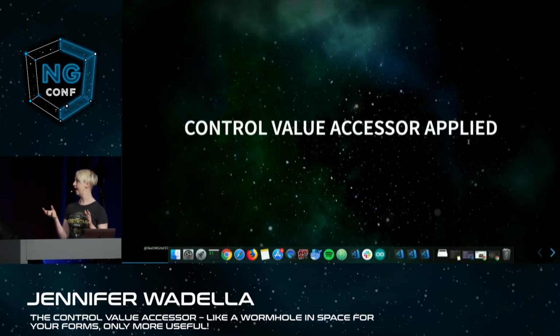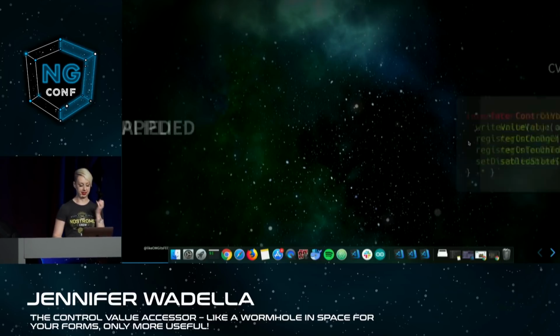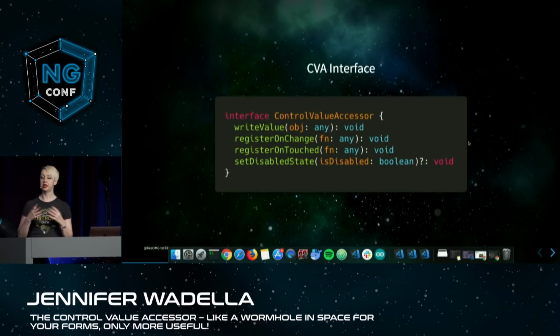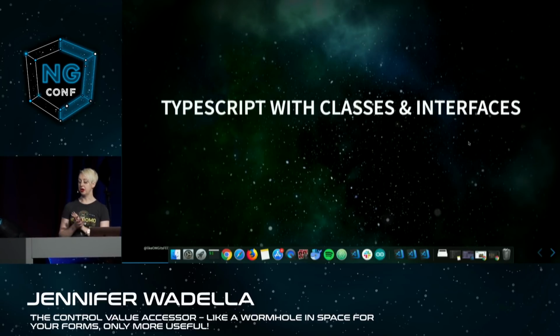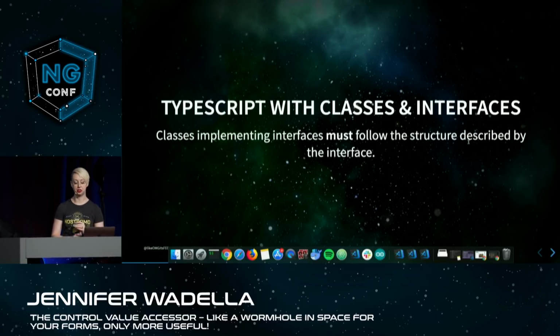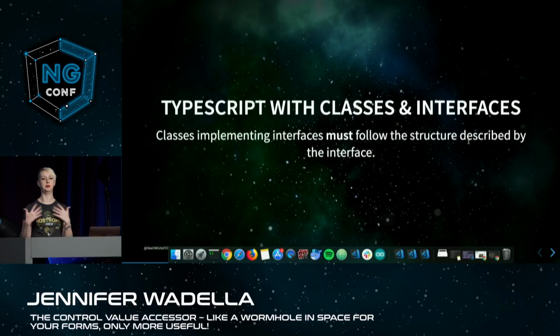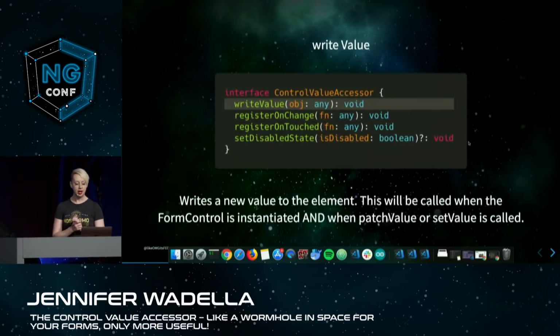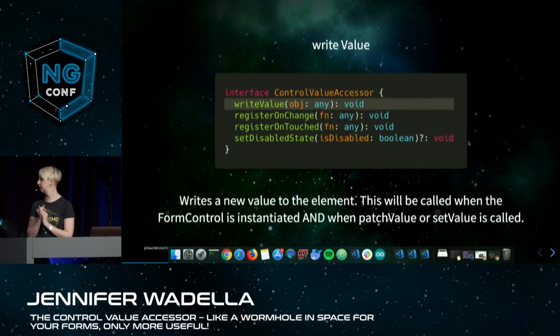OK, so let's take a look at applying the Control Value Accessor to this. And first, we need to understand that the Control Value Accessor is an interface, and it's got a couple methods on it that are required. With TypeScript, we know that interfaces have to have all their methods or properties implemented as long as they were required. So if you're beginning to implement the Control Value Accessor interface, you are going to get errors with your TypeScript compiler until you have all the methods implemented appropriately. So walking through these methods, let's see what's going on.